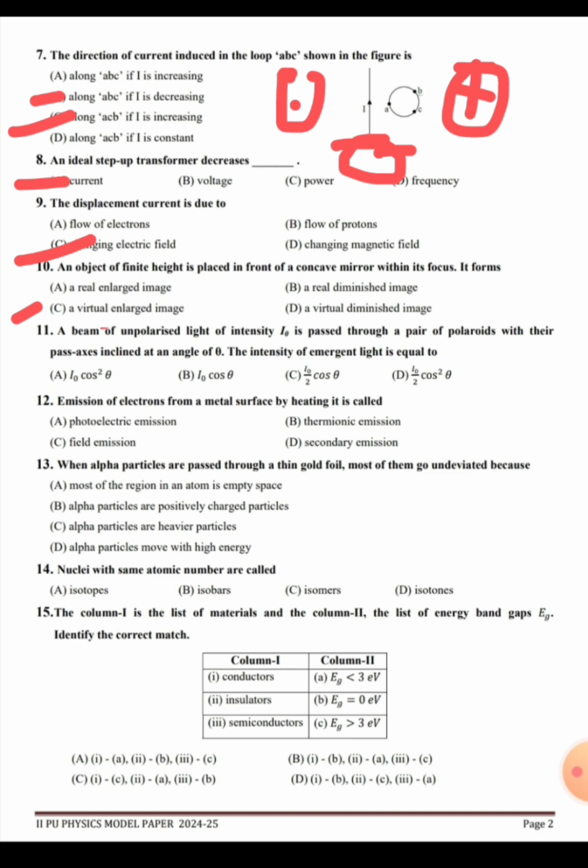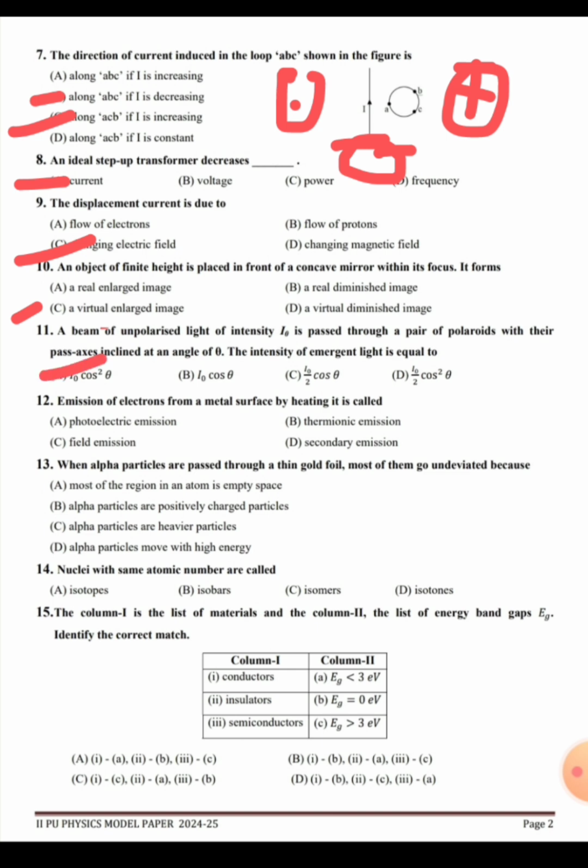Next, a beam of unpolarized light. Yes, this chapter is not there for the midterm exam, but I'll discuss all these questions. A beam of unpolarized light of intensity I naught is passed through a pair of polaroids with their pass axes inclined at an angle of theta. The intensity of emergent light is option A, I naught cos square theta.